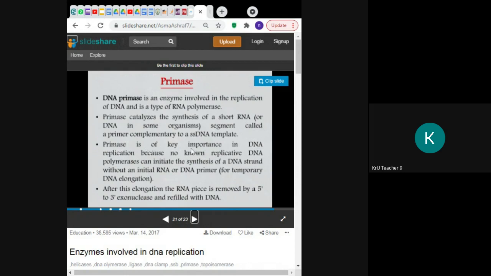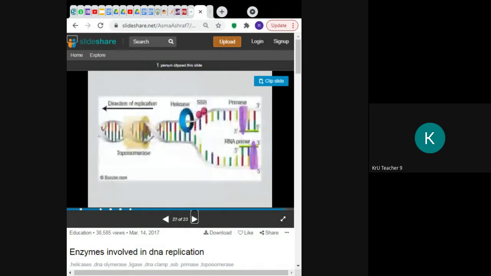Primase is very important because DNA polymerase cannot initiate DNA synthesis on its own. It requires the RNA primer. So these are the enzymes that are involved in DNA replication.